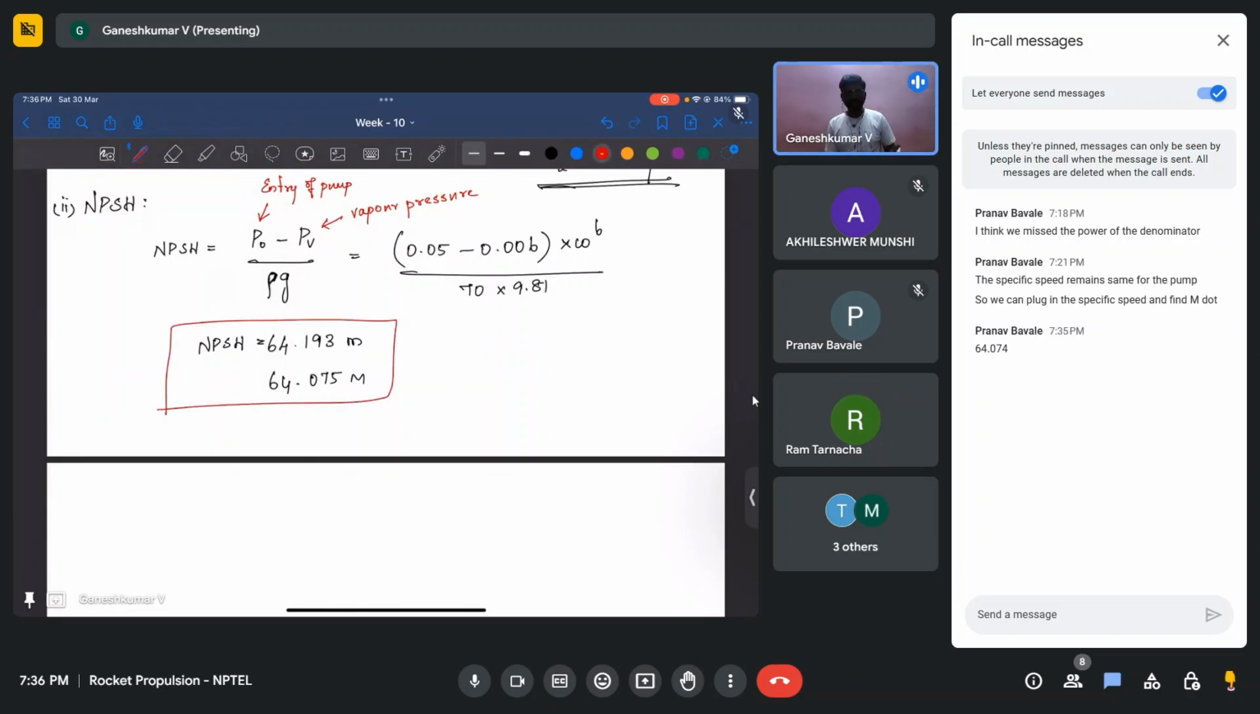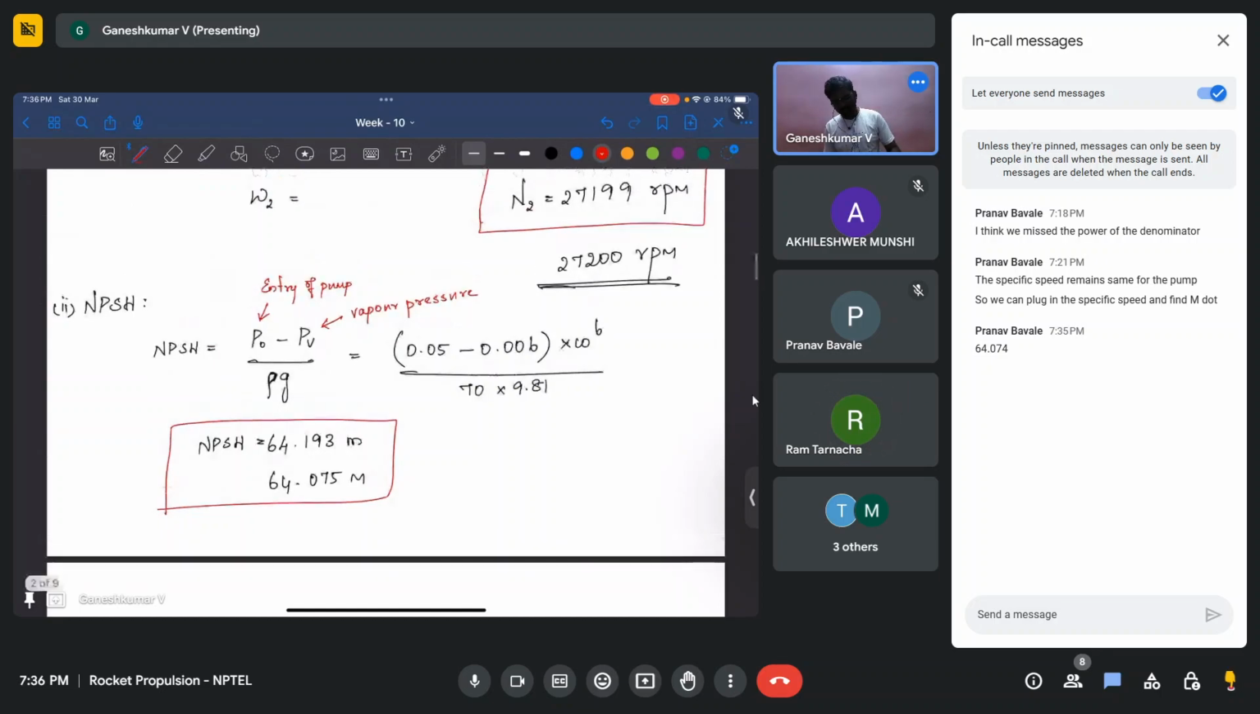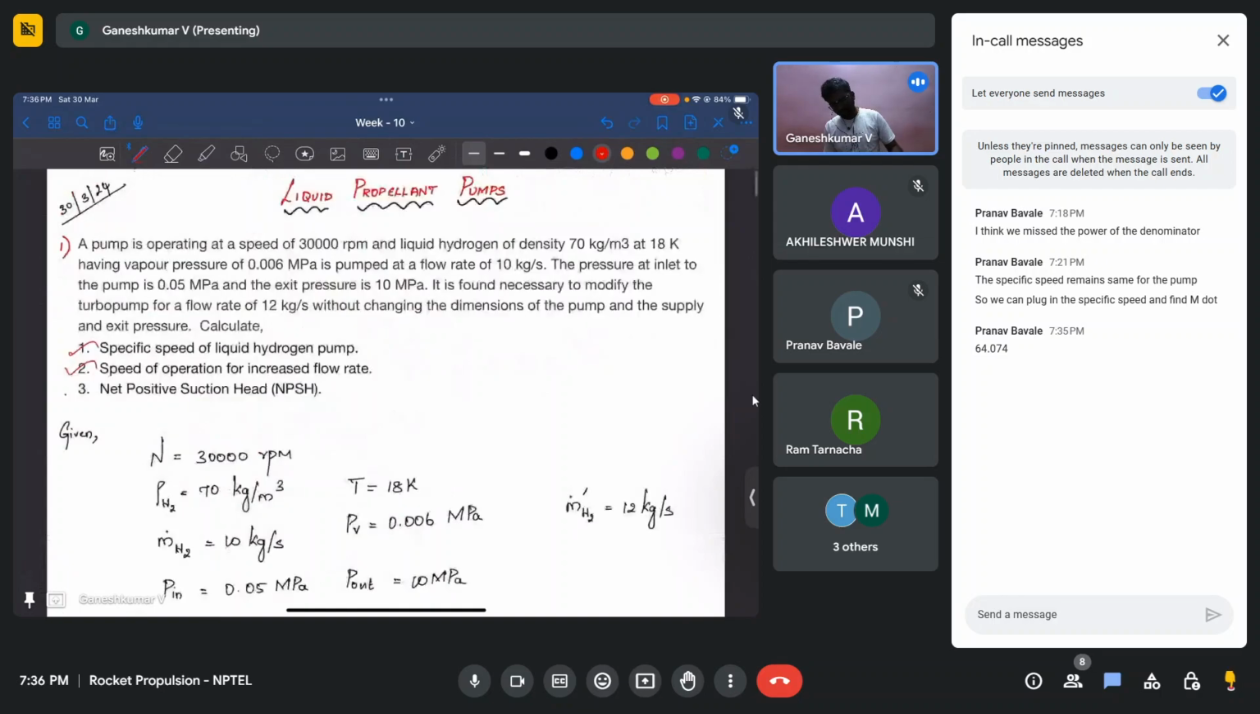So basically you need to take care of this. It needs to be as high as possible in order to avoid cavitation. That's why you should be a little careful with NPSH. Okay, so this marks the completion of this problem.